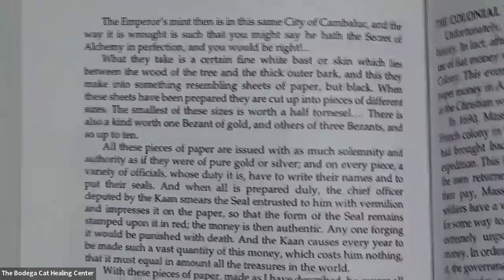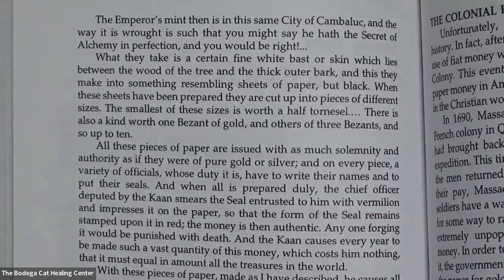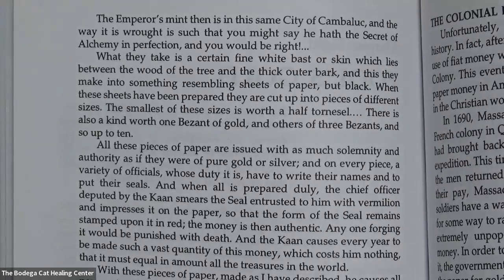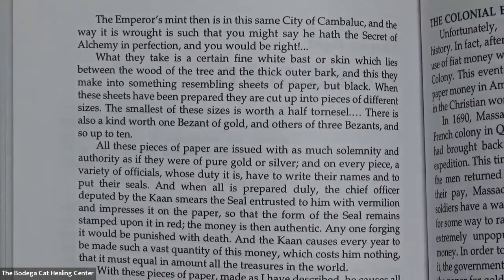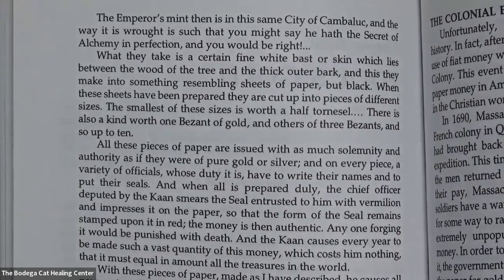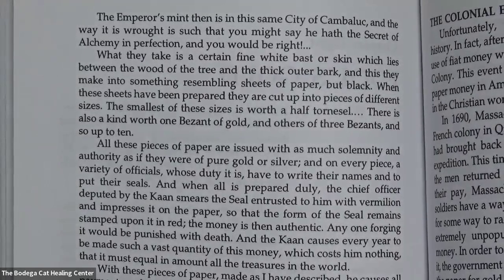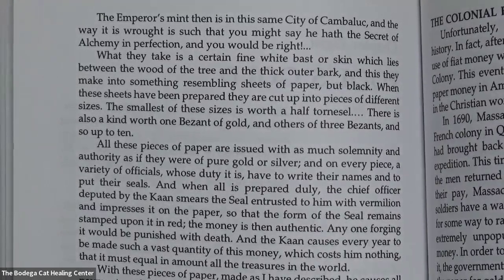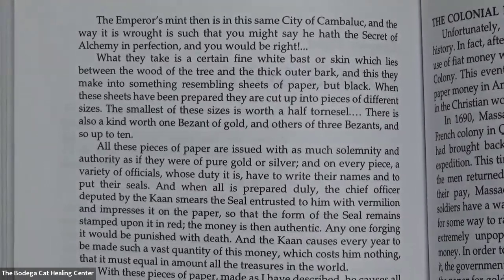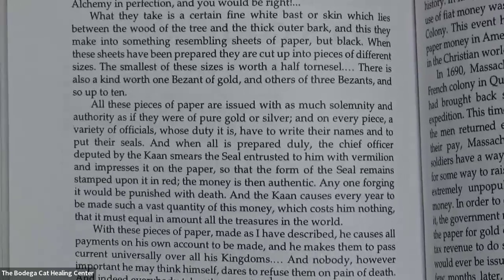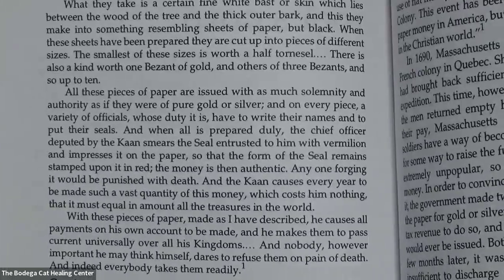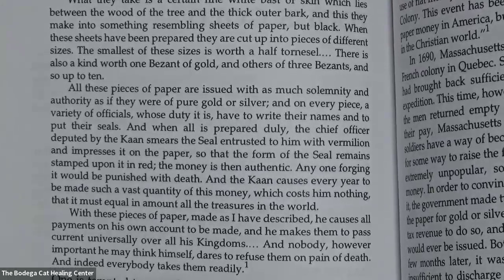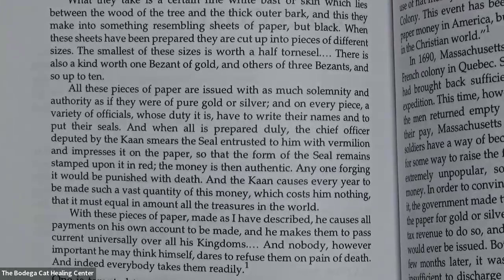The emperor's mint then is in the same city of Kambulak, and the way it is wrought is such that you might say he had the secret of alchemy in perfection. And you would be right. What they take is a certain fine white bast or skin which lies between the wood of the tree and the thick outer bark. And this they make into something resembling sheets of paper, but black. When these sheets have been prepared, they are cut up into pieces of different sizes. The smallest of these sizes is worth a half tornesol.